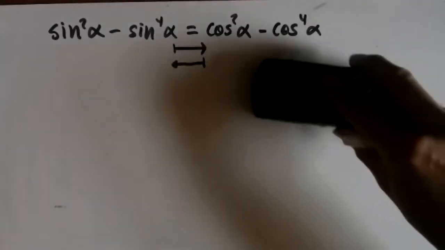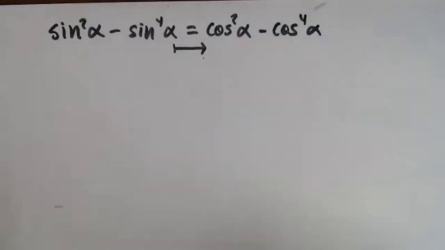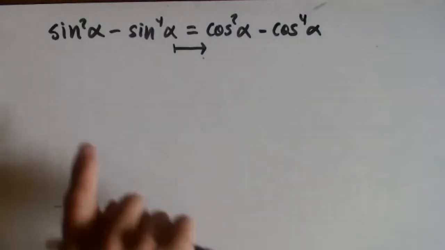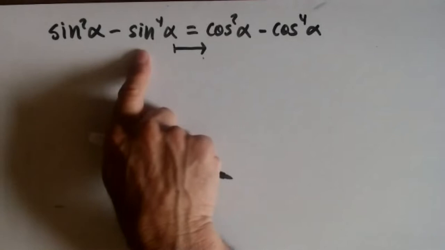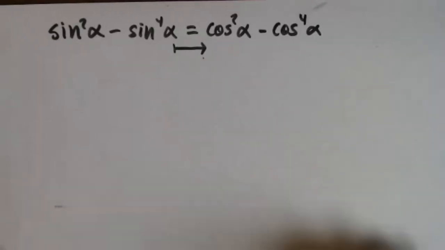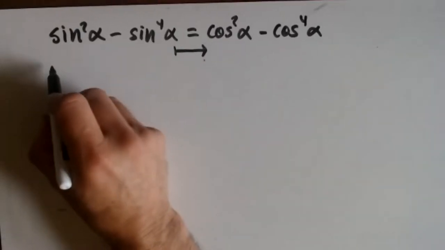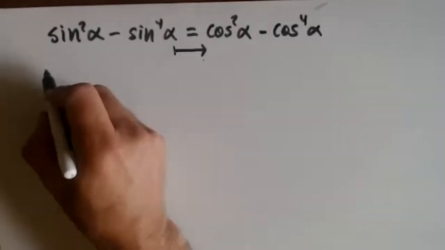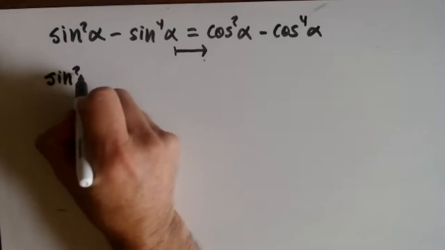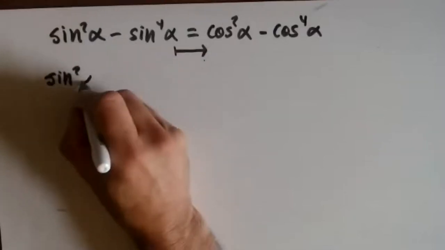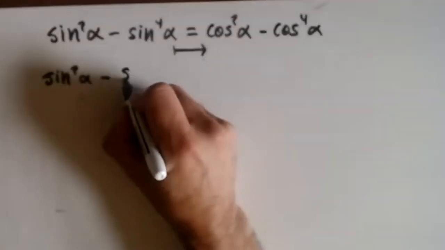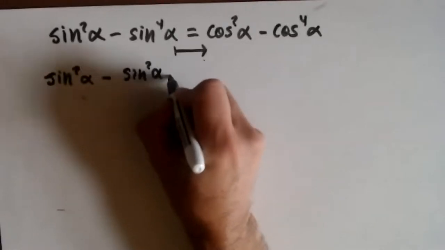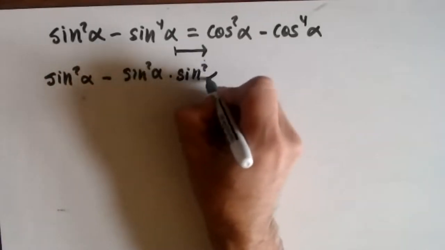Well, this is not a problem. I just begin left to right, correct? So I have sine squared, sine to the 4, correct? Well, let's see. Sine squared is here, and sine to the 4 is sine squared times sine squared. So I'm going to do my algebra: sine squared x, or alpha, minus sine squared alpha times sine squared alpha.